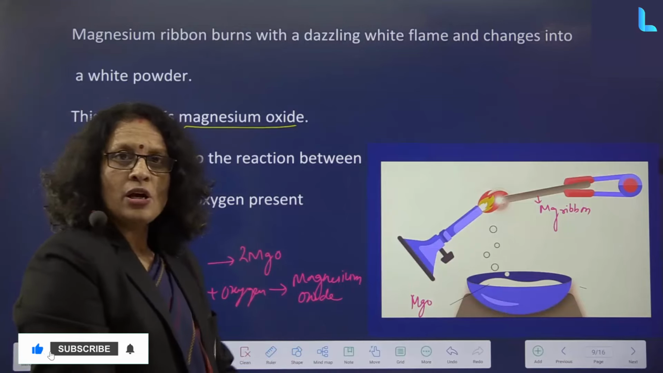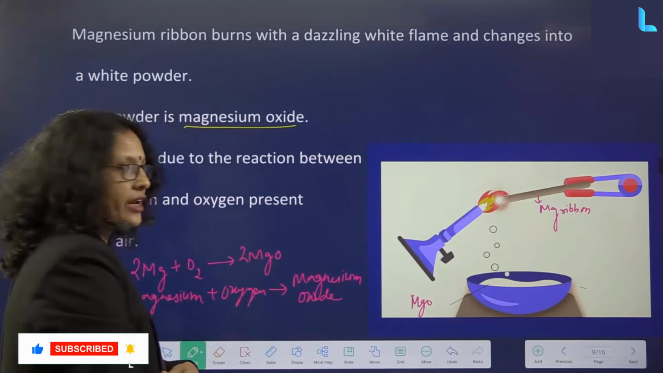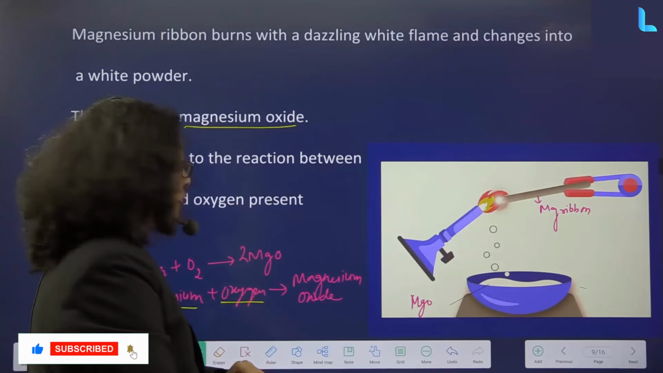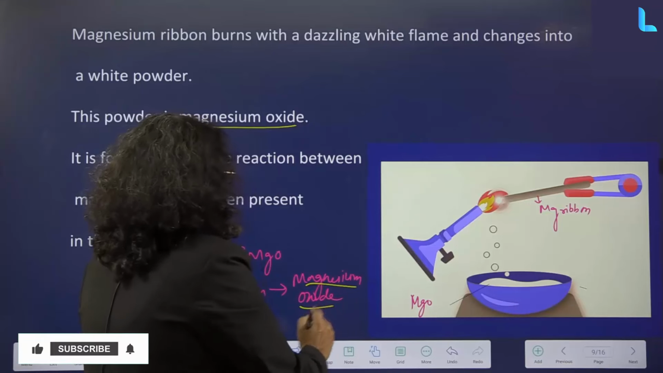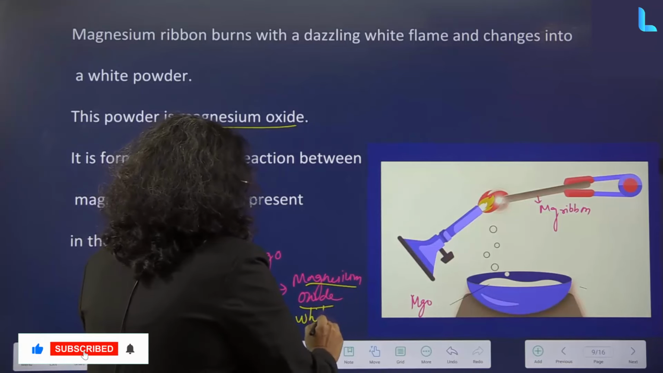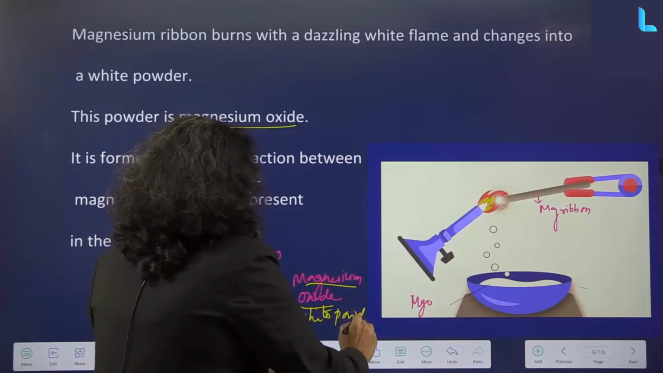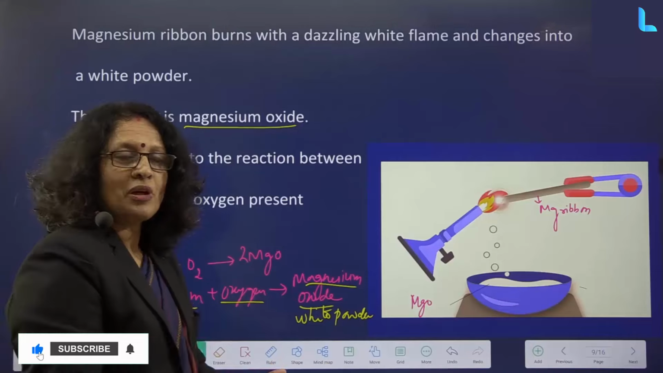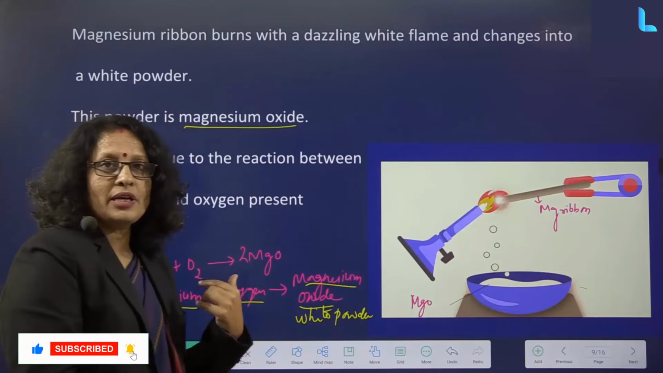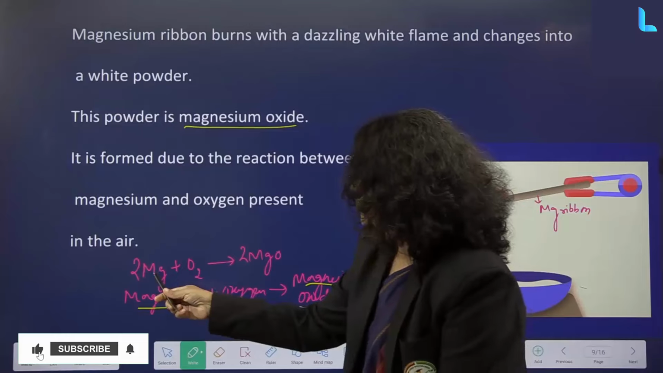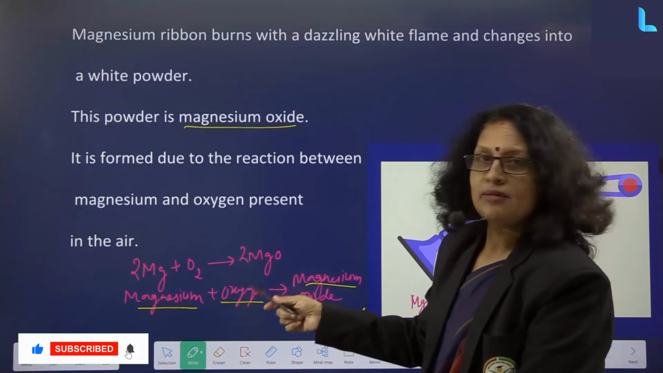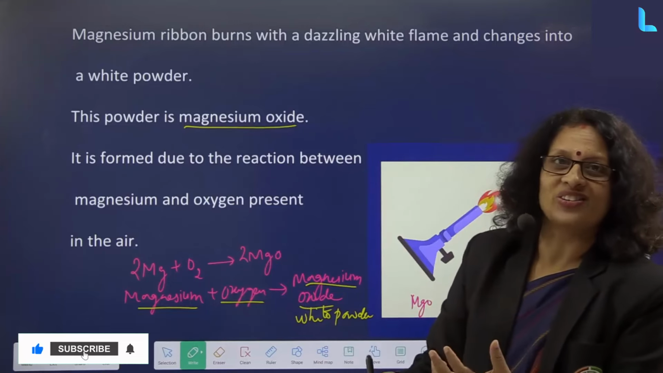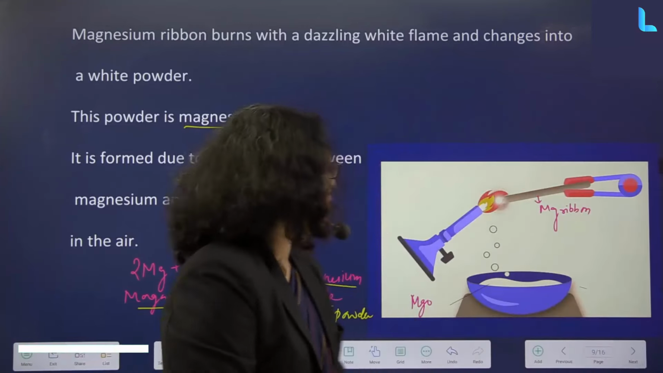So let's write the reaction. How will we write it? What are the reactants? Our reactants are magnesium and oxygen. When magnesium and oxygen combine, you get a white color powder, that is magnesium oxide. What is the appearance? White color powder. We can write it in the form of symbols also. If you are familiar with the symbols, the magnesium symbol is Mg. So Mg plus O2 gives MgO. O2 is oxygen, MgO is magnesium oxide, which is a white color powder here.